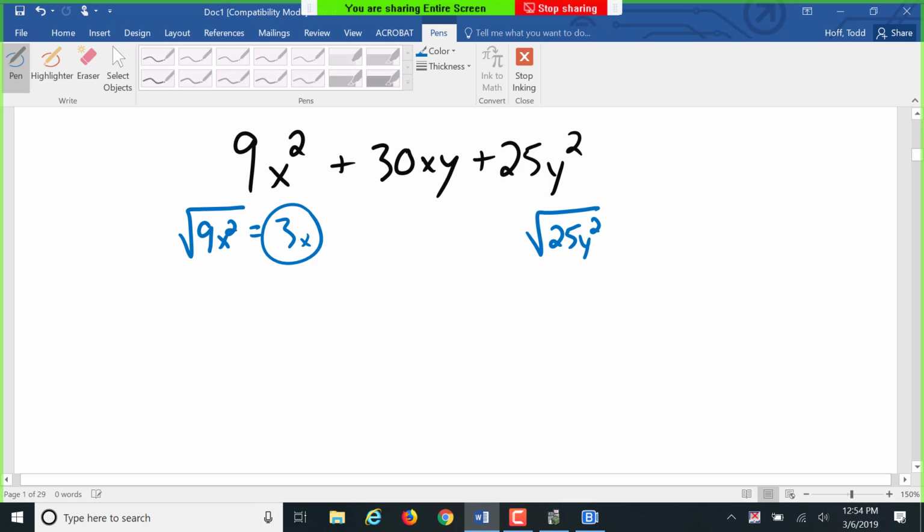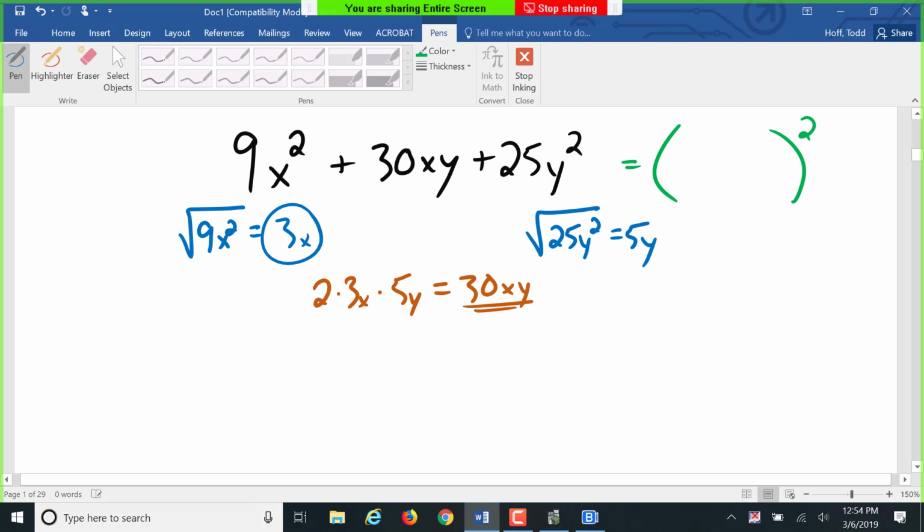What's the square root of 25y squared? 5y. So to check the middle, 2 times 3x times 5y, what's that multiply out to be? 30xy. So this is a perfect square trinomial. I've already done all the hard work. What's my first term here have to be? 3x. My second term? 5y. And plus or minus? Plus.